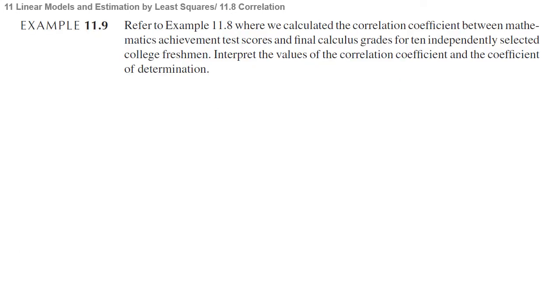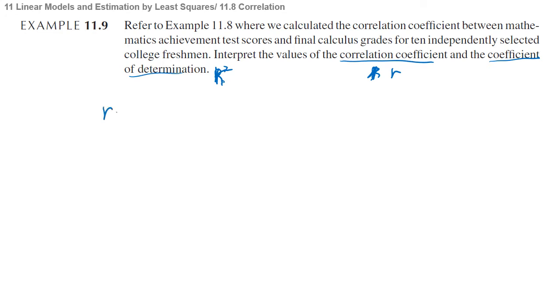Let's move on to example 11.9. Refer to example 11.8, where we calculated the correlation coefficient between mathematics achievement test scores and final calculus grades for 10 independently selected college freshmen. Interpret the values of the correlation coefficient and the coefficient of determination. So the coefficient of determination is R square, and the correlation coefficient is small r.